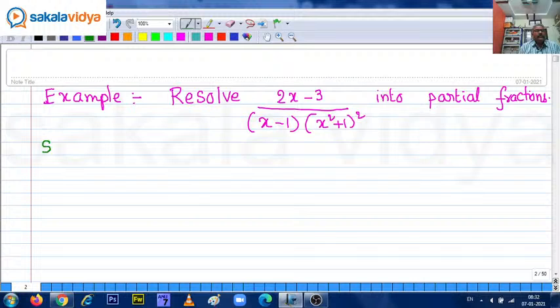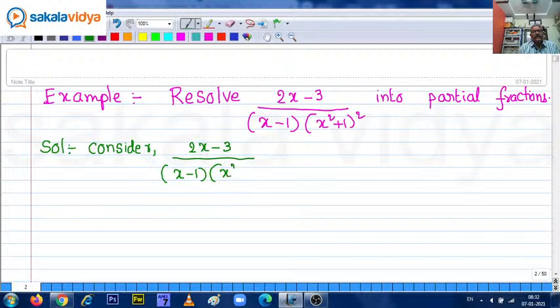Now the solution. So consider 2x minus 3 upon x minus 1 times x square plus 1 whole square.